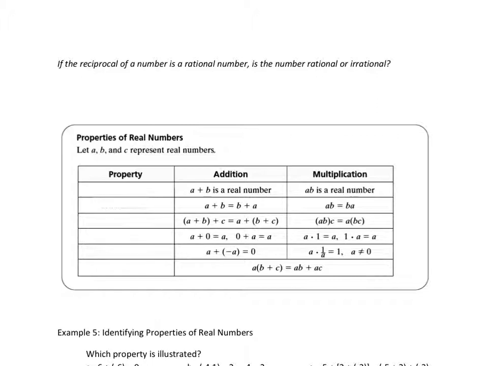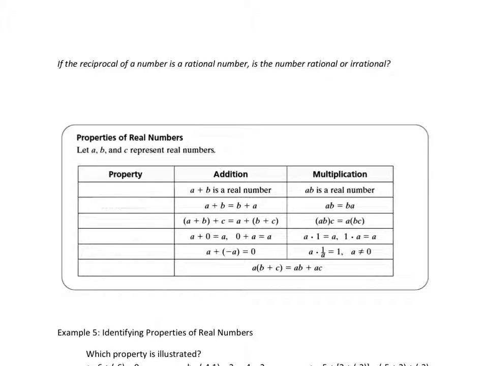All right, this top question is just to have us think a little bit, combine what we talked about yesterday with today. It says, if the reciprocal of a number is a rational number, then is the original number rational or irrational? All right, we've got mostly votes for irrational.